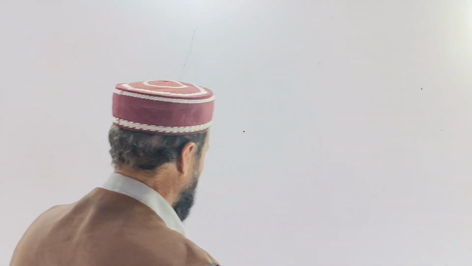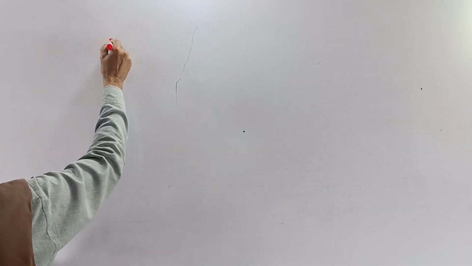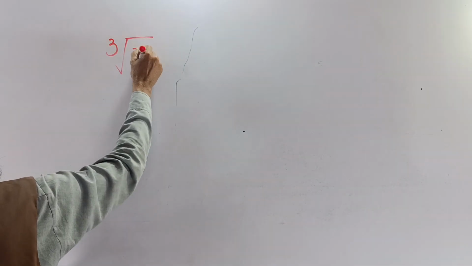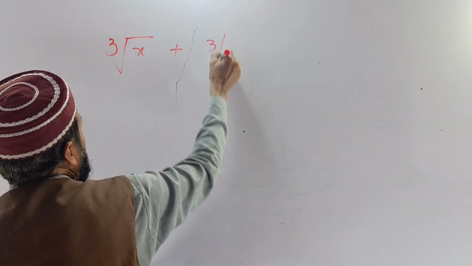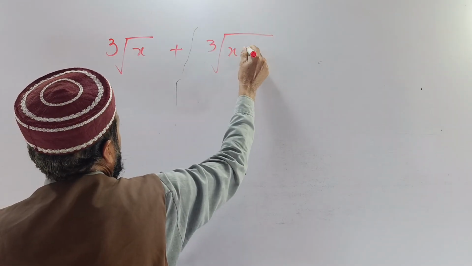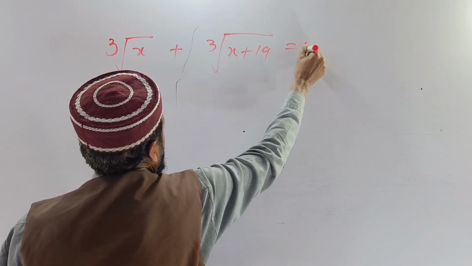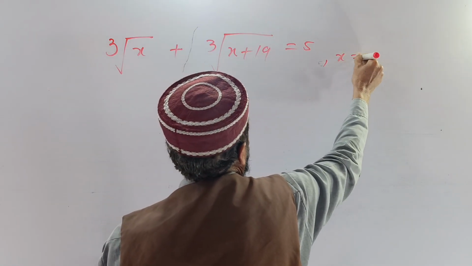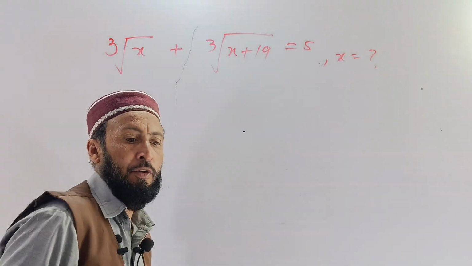Today we have a new square root problem: how we can calculate the value of x, where 3 index of x plus 3 index of x plus 19 is equal to 5. How we can find the value of x is unknown.